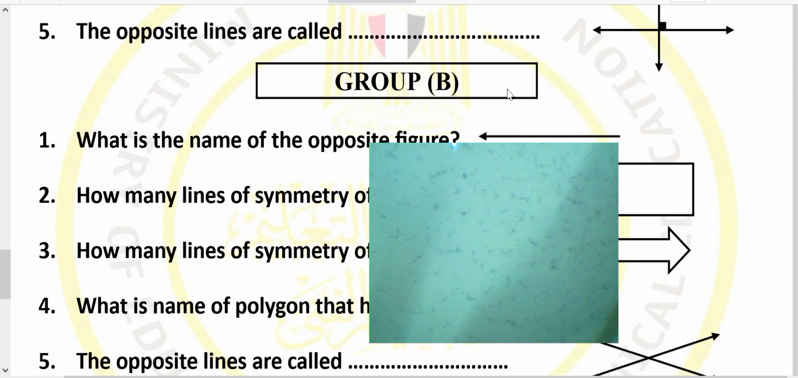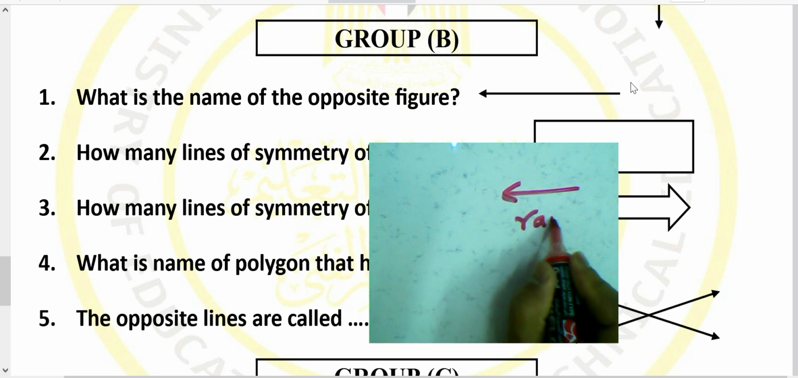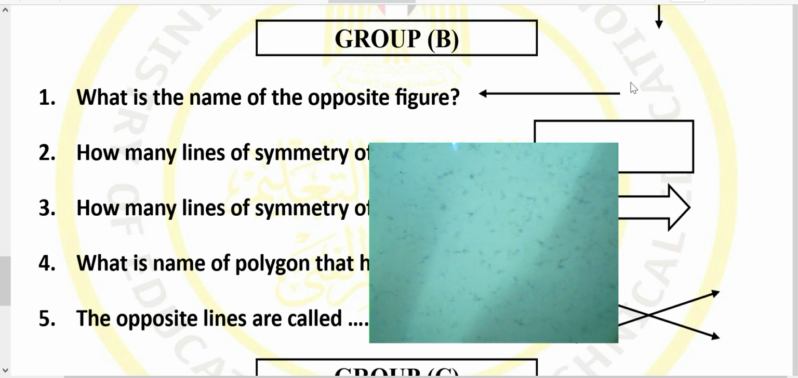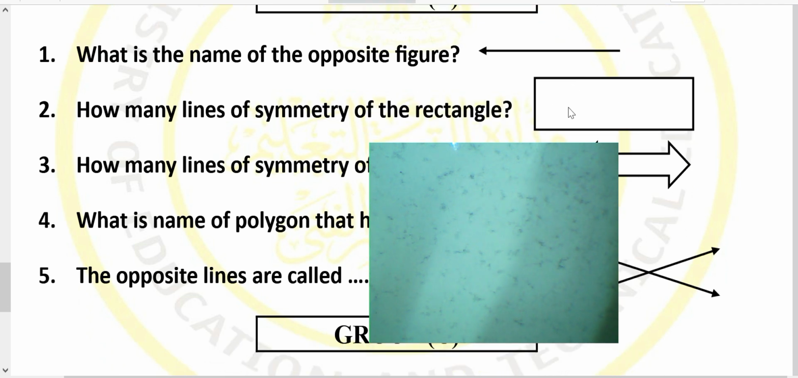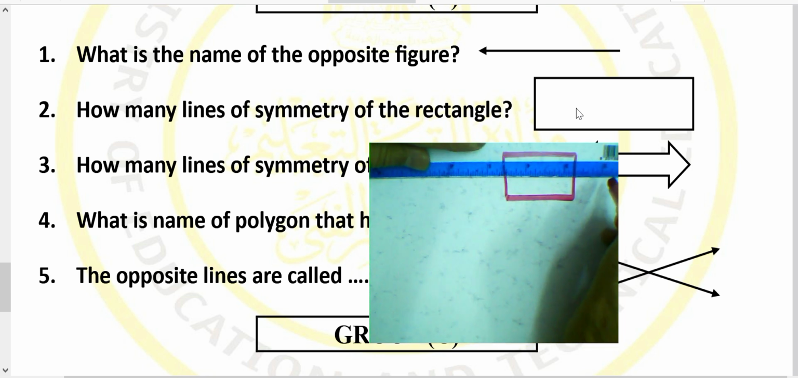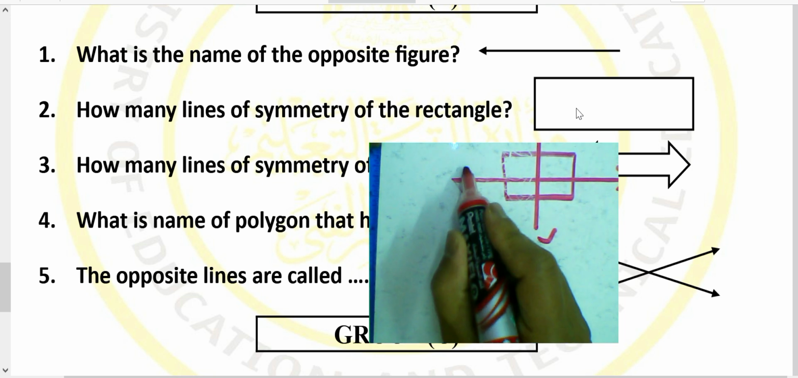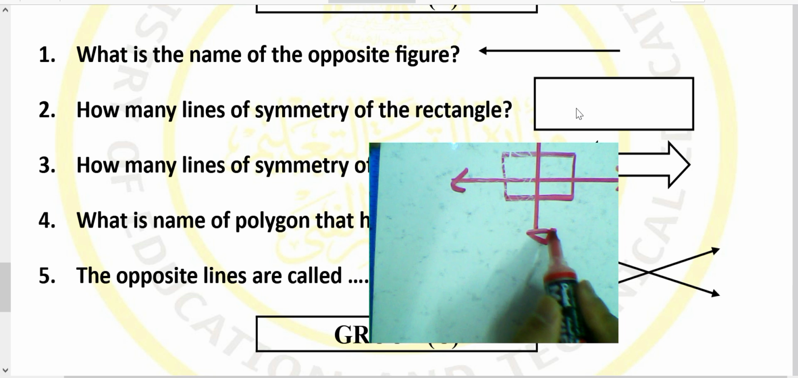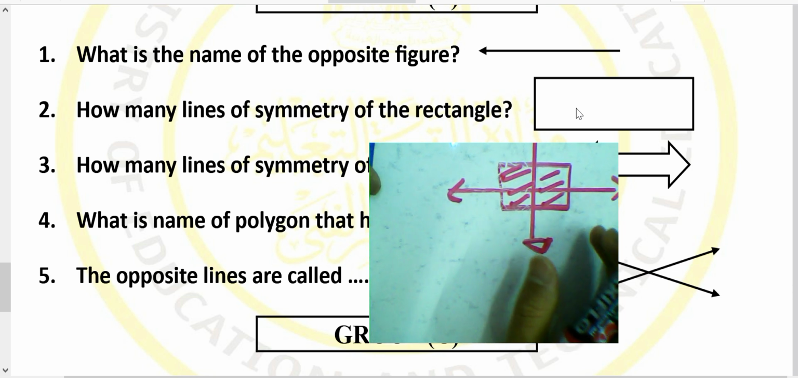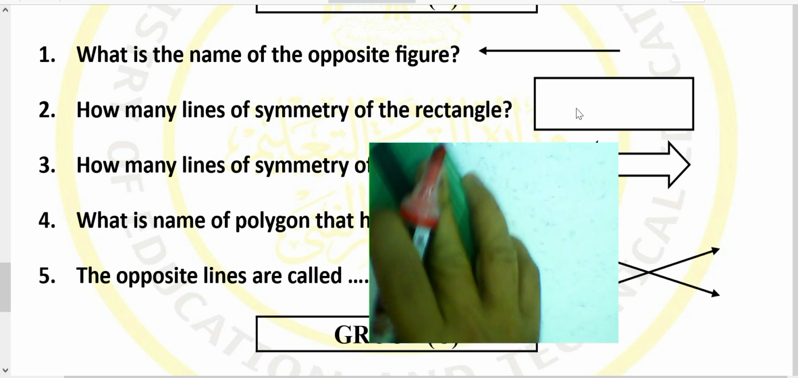Next question: what is the name of the opposite figure? We have here a ray. We call it the ray. Question number 2: how many lines of symmetry does a rectangle have? A rectangle has 2 lines of symmetry, 1 and 2. We know a line of symmetry can divide the figure into equal figures, or two congruent figures. Then a rectangle has 2 lines of symmetry.